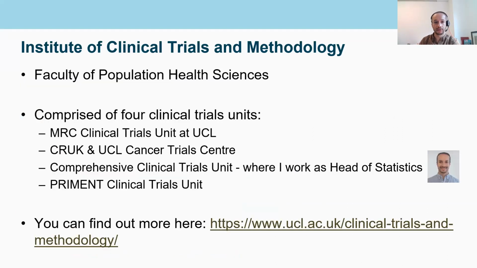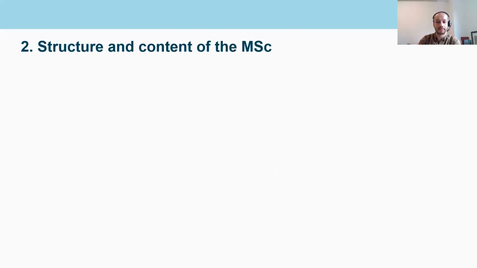We're part of the Faculty of Population Health Sciences. The Institute is made of 4 trials units. As I said, I work at the Comprehensive Clinical Trials Units. There are 3 other trials units part of the Institute. The MRC Clinical Trials Unit at UCL, the CR UK Cancer Trials Unit, and then the Primen Trials Unit, where they do interventions in primary care. And you can find out more, obviously, about the Institute on this link. And I'm sure that because you have registered for this, you probably have already looked at our web pages.